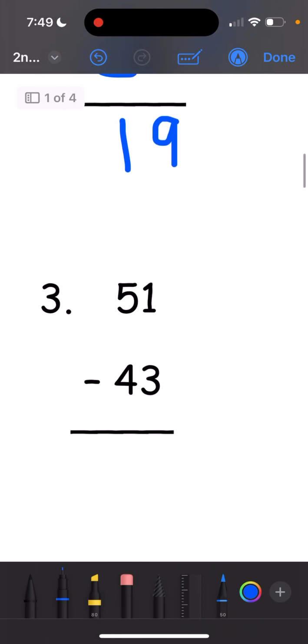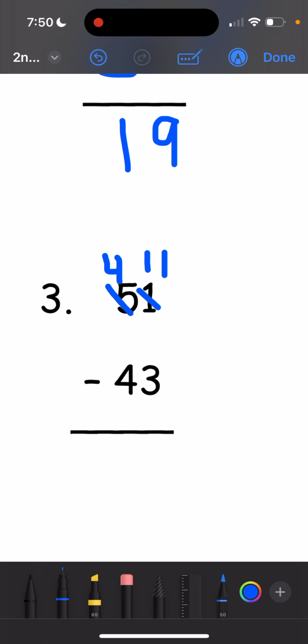Number 3, we have 51 minus 43. And again, we can't take away 3 from a 1 because 3 is greater. So what we're going to do is take 10 away from the 50, technically. So the 5 becomes a 4, and now that's a 40. And then we're going to add 10 to the ones place right here. So the 1 plus 10 equals 11.